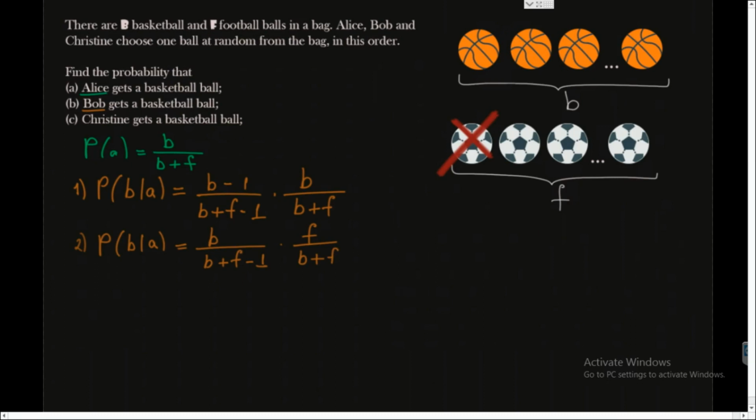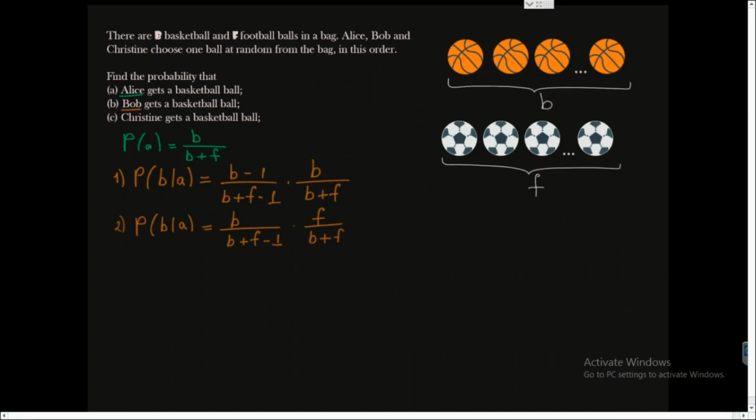In the first part of the formula, we have the same amount of basketball balls, but the total sum is one ball less. In the second part of the formula, we define the probability for Alice to get the football ball. The final probability for Bob that he will get a basketball ball is the sum of our two options.